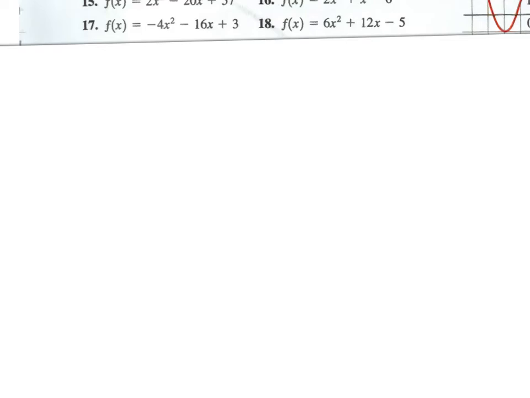Right, so number 18 here, they want a standard form, which we call vertex form, and the vertex and x and y intercepts. I'll go ahead and start off with the vertex here. So I'm going to do negative b over 2a. So that's negative 12 over 12, so that would be negative 1. And then the y value, we can plug that in.